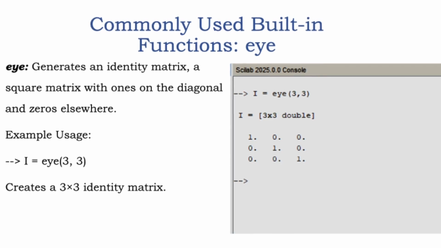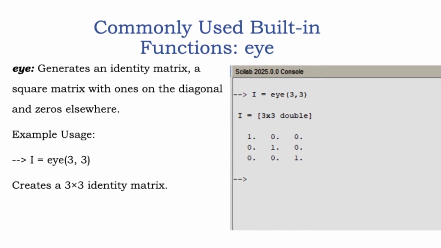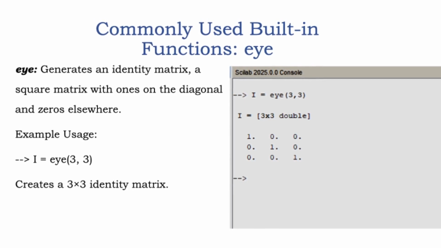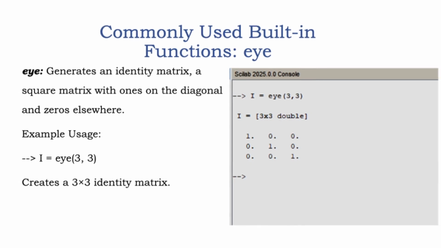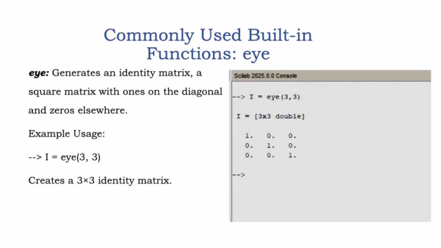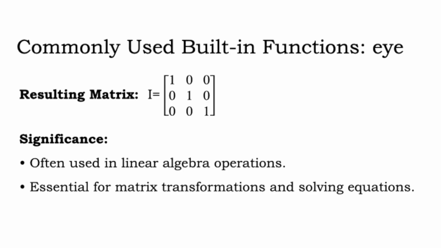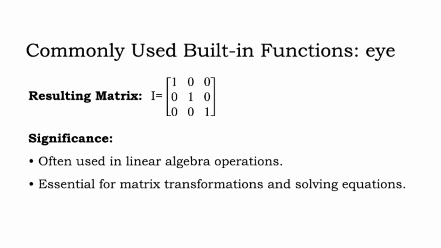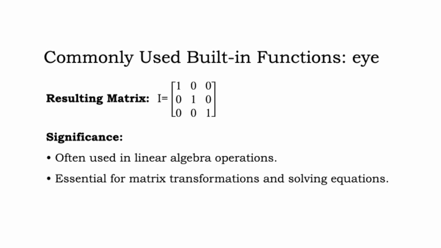I, that is eye. It generates an identity matrix. For example, capital I is equal to eye within the bracket 3, 3. This creates a 3 by 3 identity matrix as shown in the next slide. Here, capital I is equal to 1, 0, 0, 0, 1, 0, and 0, 0, 1.